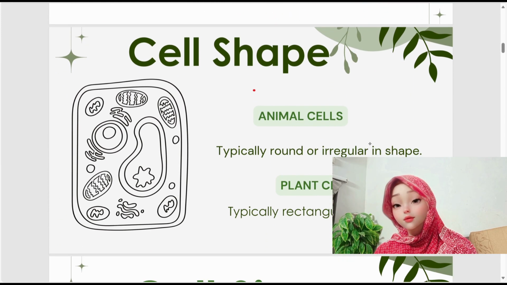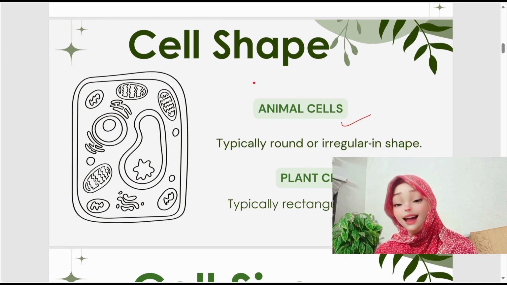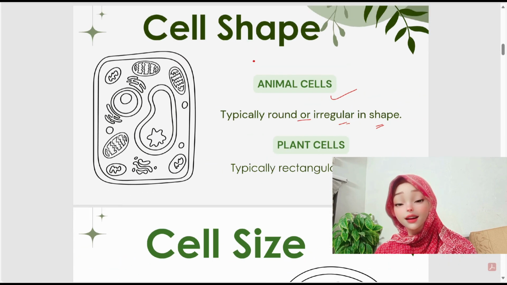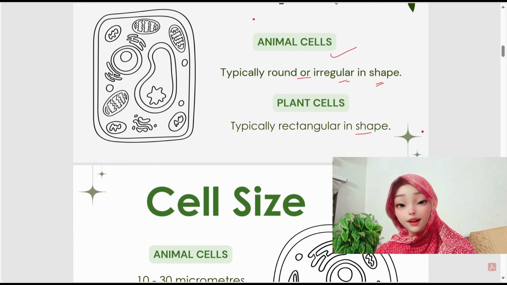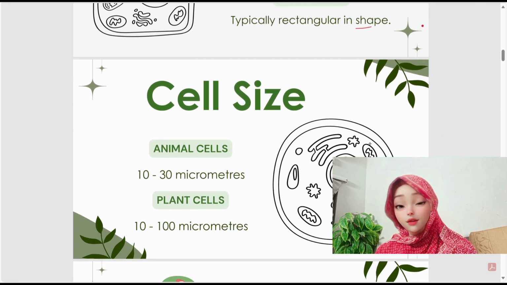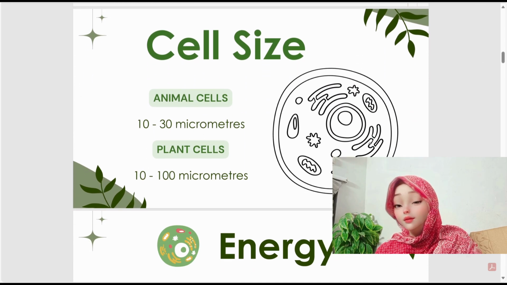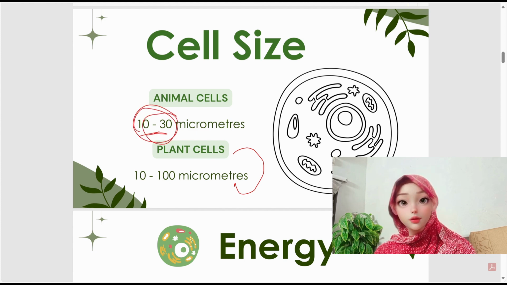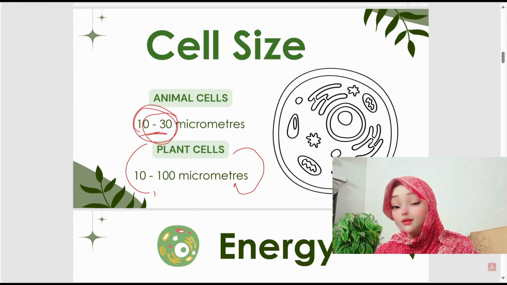Now let's move on to cell shape. Firstly, animal cells are round or irregular in shape, while plant cells are typically rectangular in shape. Now here is the size of these cells. The animal cells are 10 to 13 micrometers, while the plant cells are 10 to 100 micrometers.